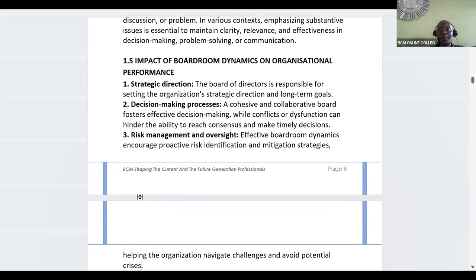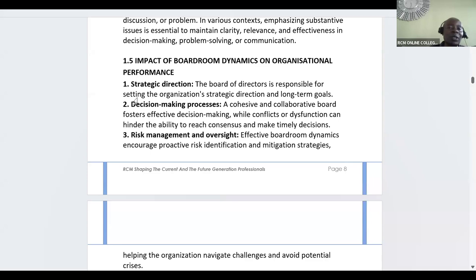Impact of boardroom dynamics on organizational performance. Ladies and gentlemen, the moment we are running this boardroom dynamics very well, holding the bull by the horns, as this bull, of course, is changing directions. If we are holding this bull by the horns, we as the leaders of these board meetings, we as the CSs, we as the chairman, then we shall be able to impact the company's performance in a very positive way. We shall ensure that this company is run strategically. We are not deviating from the strategic direction.